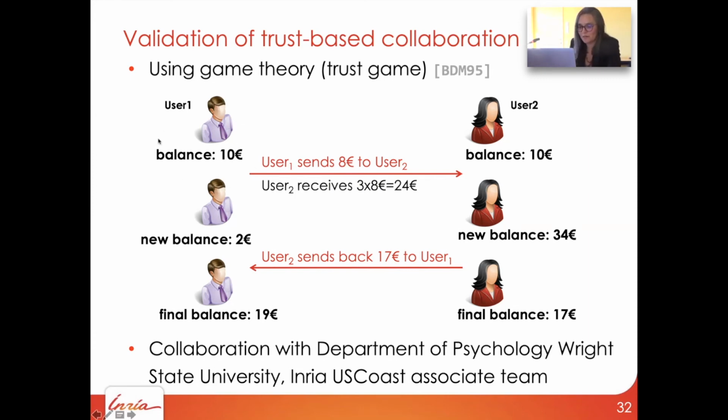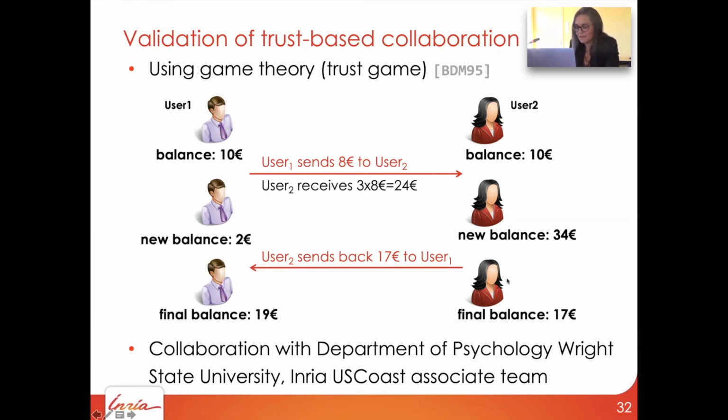We have this user that has at the beginning 10 euros. The second one also has 10 euros. In the first step, user 1 sends 8 euros to the second user. The sum received by the second user is tripled, so this user will receive 24. At the end, the new balance will be 34. And the balance of the first user, because he sent 8 euros, is now 2 euros.